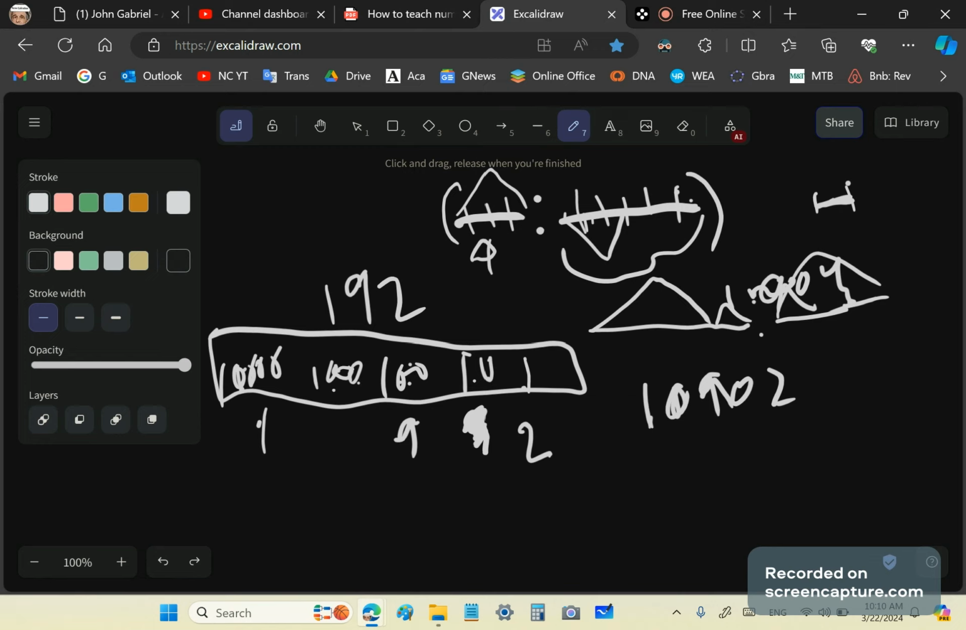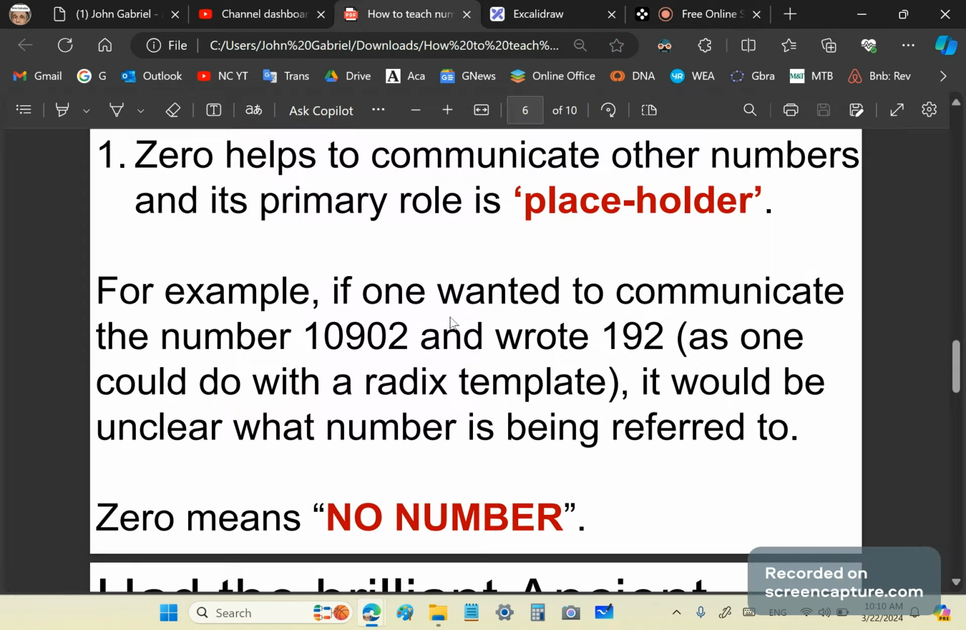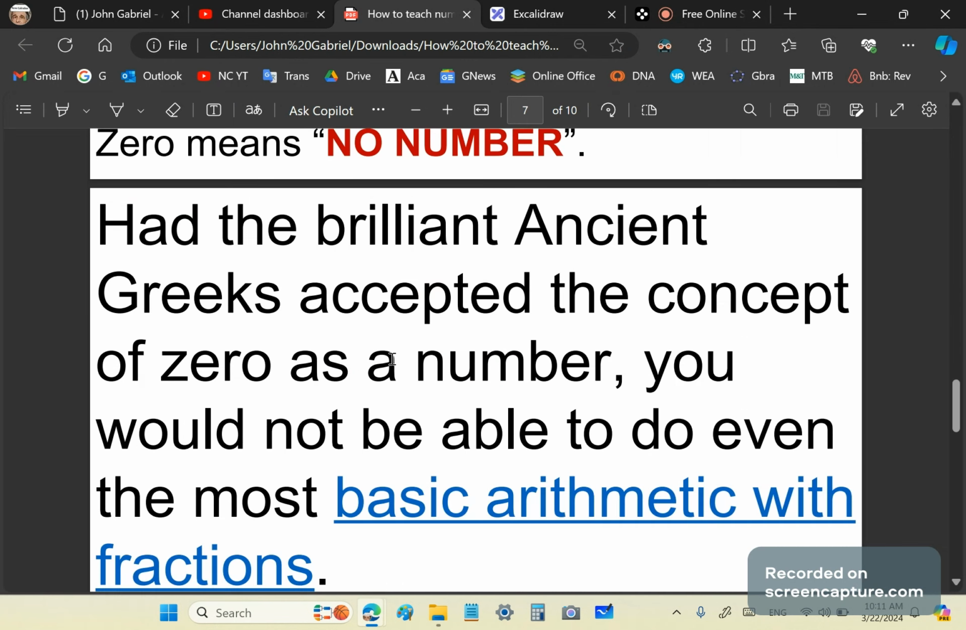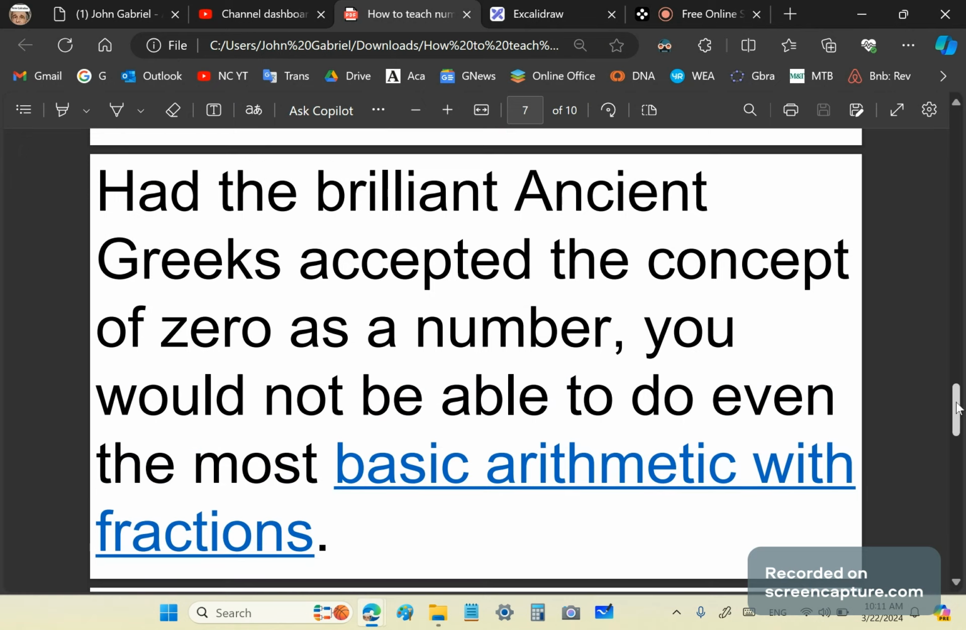Okay. So coming back to what I was talking about, zero helps to eliminate ambiguity. Okay. Zero by itself means no number. Okay. Zero means no number. Now, get a grasp of this because you probably don't know this, but had the brilliant ancient Greeks accepted the concept of zero as a number, you wouldn't even be able to do the most basic arithmetic with fractions.